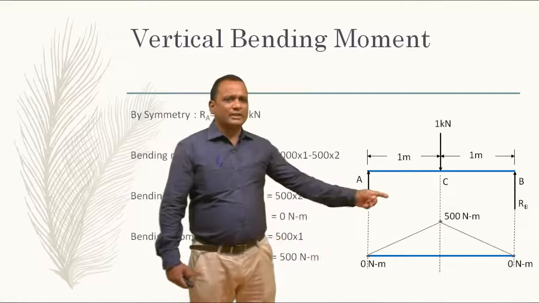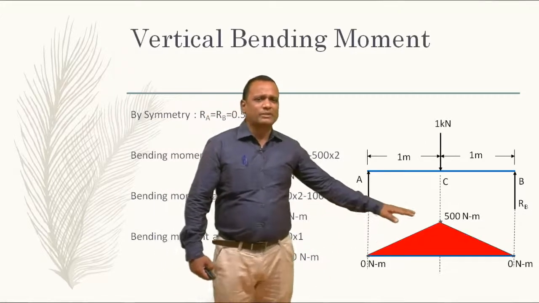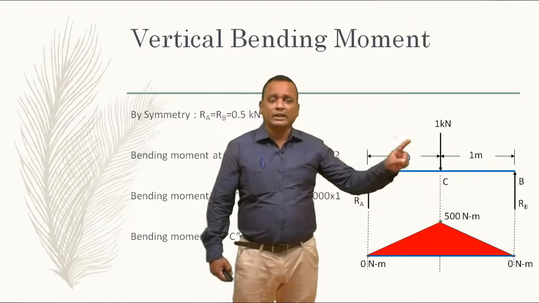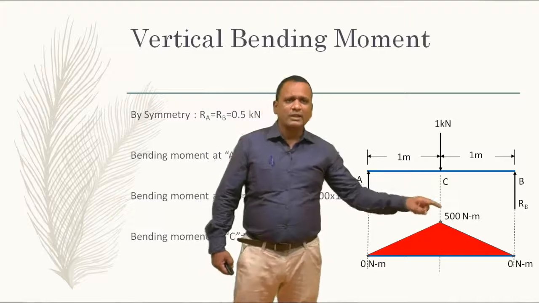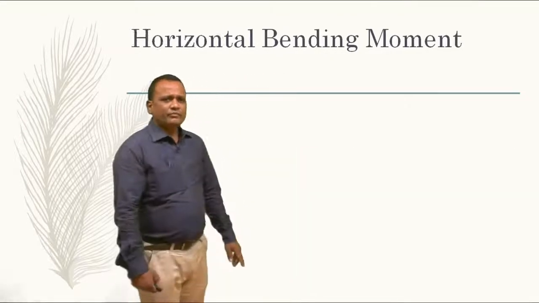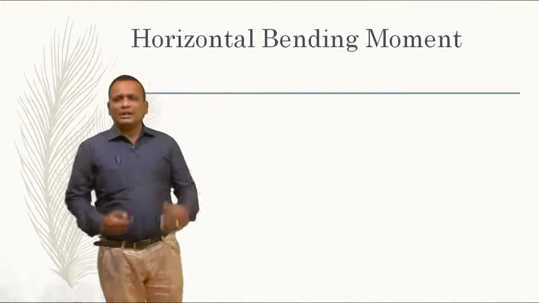Now joining the lines over here and darkening it up, that is where the maximum bending moment will occur. This is the point of maximum vertical bending moment, not horizontal. It's a vertical maximum bending moment that occurs over here. In a similar way, I would like to find out what the horizontal bending moment will be over here.